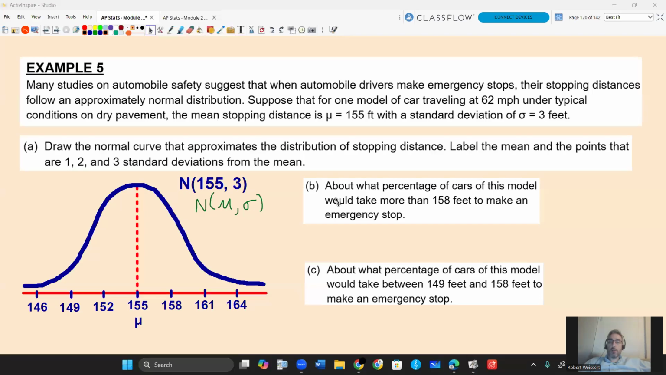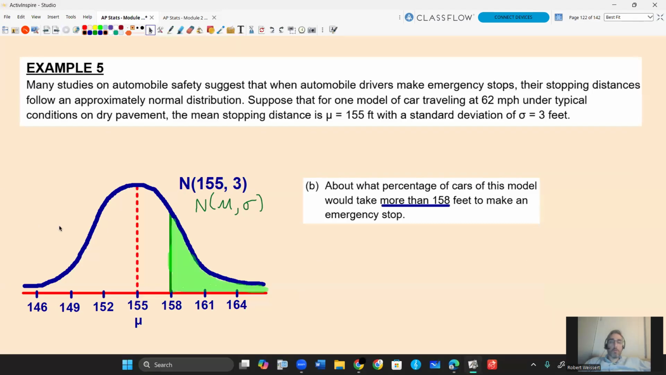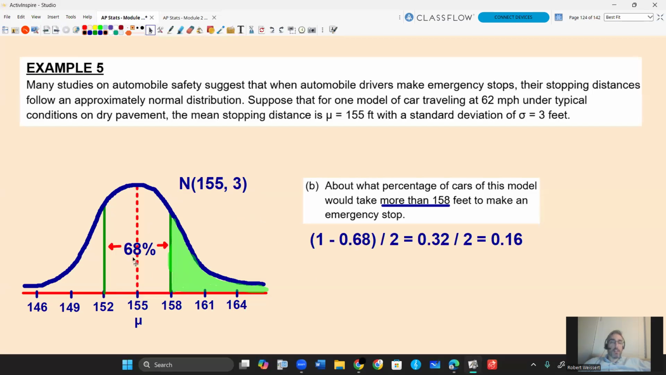Part B, what percentage of cars would make more than 158? So for part B, we want to know what percent is shaded here. Now remember, we're given that 68% of this data is between those values. So if we know this is perfectly symmetric, we could take that 68 and subtract from 100%, or 0.68 from 1. And then since this is the right half, simply divide that number by 2. So we'll have 0.32 divided by 2. And that's going to give you about 16%.